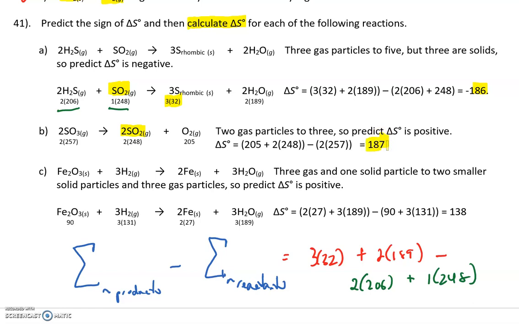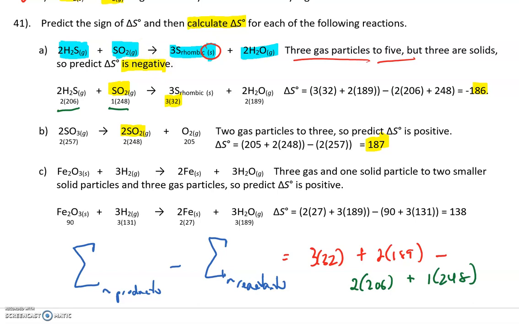Now, before we go on, let's take these 2 values and see if these values of S line up with our predictions. All right. We're going from 2 gaseous particles, 3. There's 2 of our gaseous hydrosulfuric acid, and we've got 1 gaseous sulfur dioxide. That is 3 molecules. They're both gases. We're going from 3 molecules to 5, which should be greater disorder, but this guy right here is a solid, and that's always going to be more ordered. And so even though we're going from 3 gas particles to 5, but 3 are solids, that means our delta S is negative. And we calculated it, and that's dead on the money.